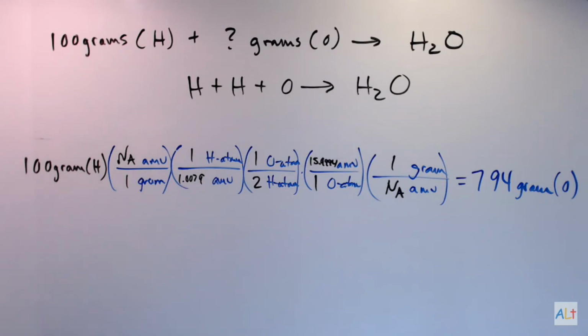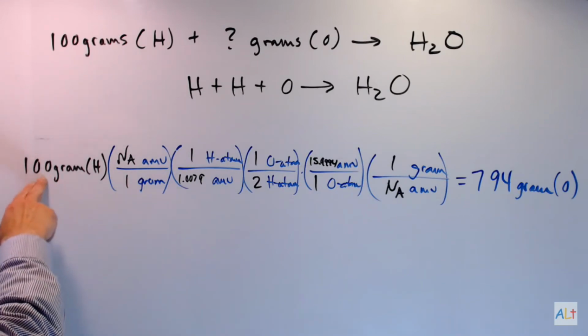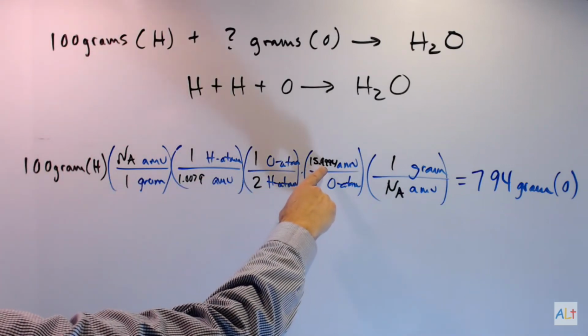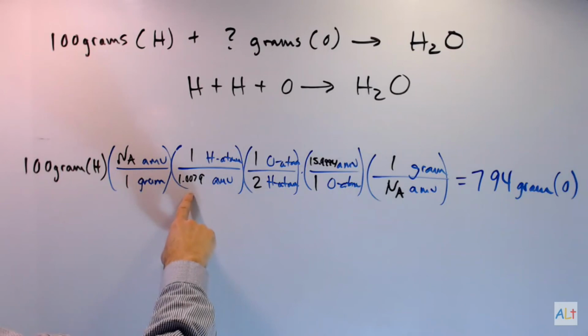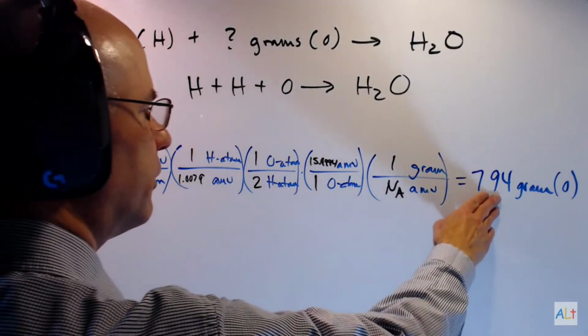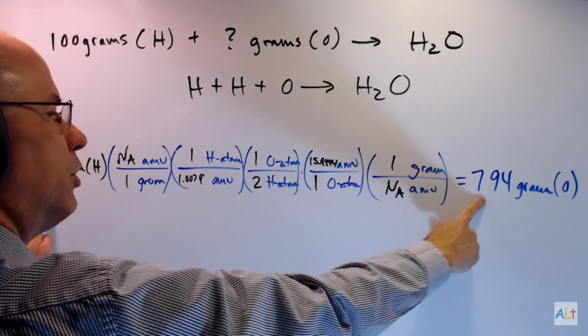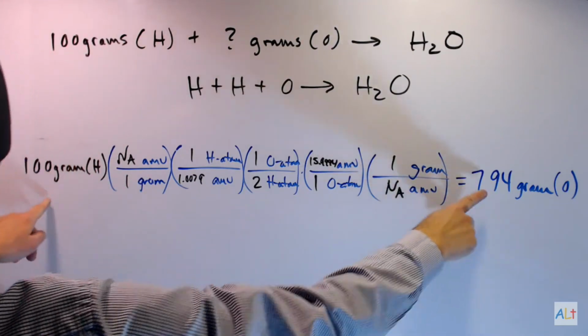Now considering how involved this looks, the actual calculation is not that bad. We're just going to multiply 100 times 15.9994 and then divide by 1.079 times 2. And frankly, you could have come close to this answer just doing mental math, because this is the same 8-to-1 ratio approximately that we saw before.